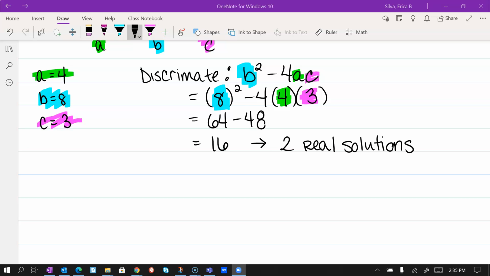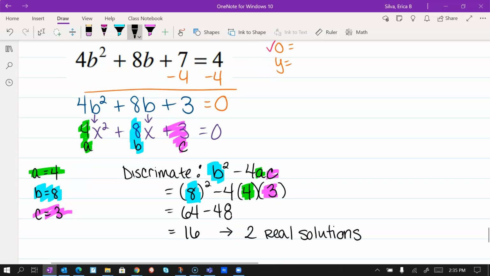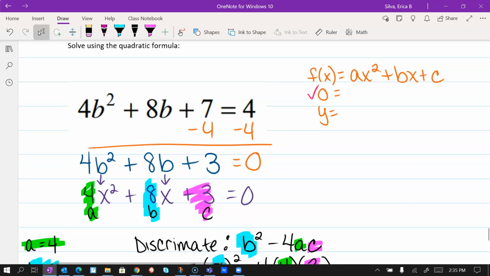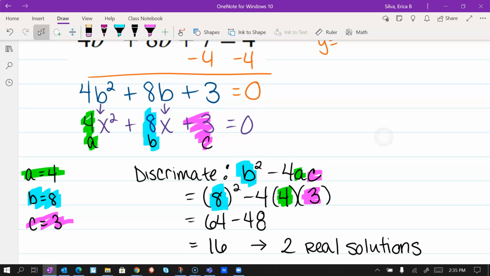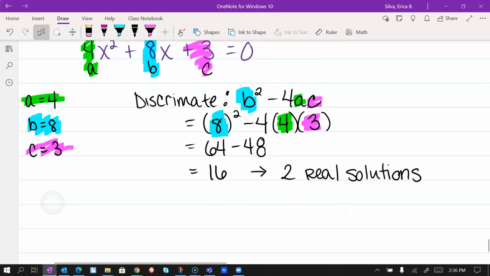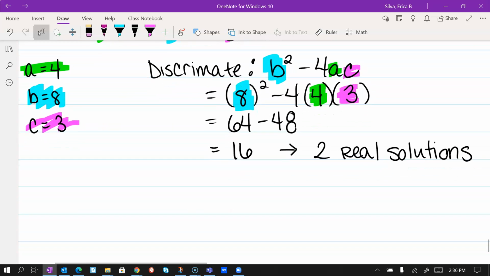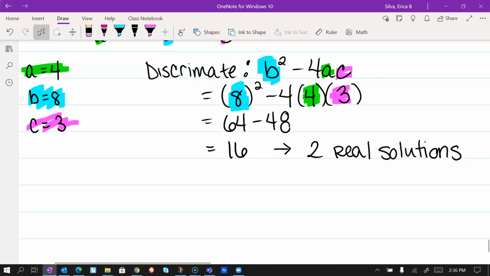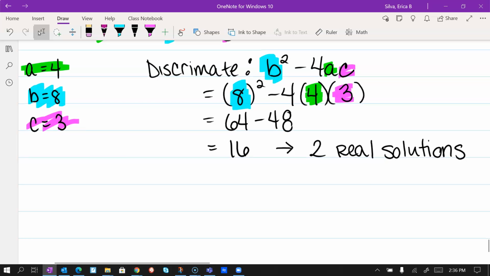So let me recap for those of you at home since I wasn't sharing my screen. First we made our equation equal to 0, so it satisfies our standard form. Then I changed my b to an x so it doesn't confuse me or make my brain work harder than it has to. We label our a, b, and c. And then we substitute our values into the discriminant and find out how many solutions we have.